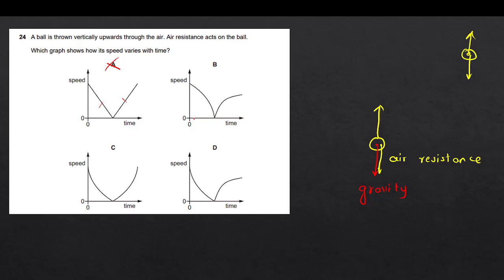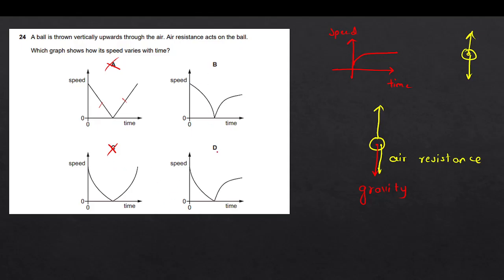Then between option B, C and D, we can eliminate option C because as the object is falling down, it eventually attains the terminal velocity. So it will reach a constant velocity like this. What we are writing here is a speed versus time graph. It will eventually attain terminal velocity, and so option C can be eliminated.